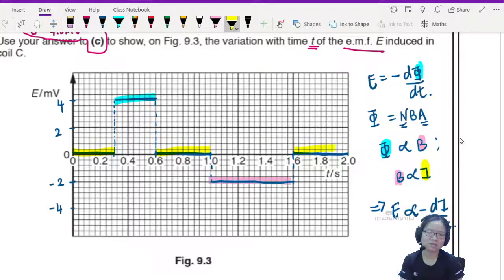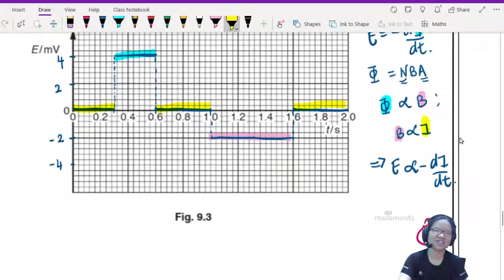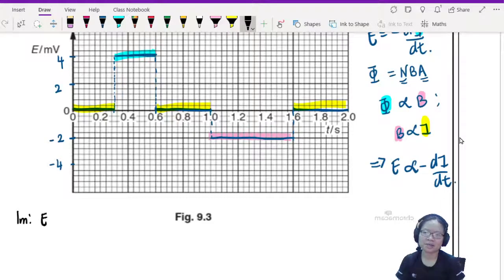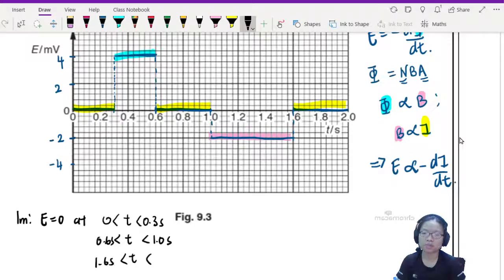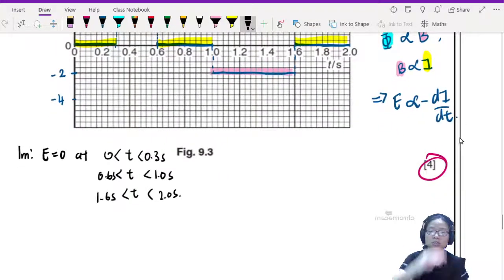marks? Well, if you do a lot of past year questions, you can roughly guess already. 1 mark: EMF equal to 0 at t between 0 to 0.3 second, t between 0.6 to 1.0 second, t also between 1.6 second to 2.0 second. All this is the first mark. So that means you mark the zeros at the right place. Okay, all the yellow highlights.